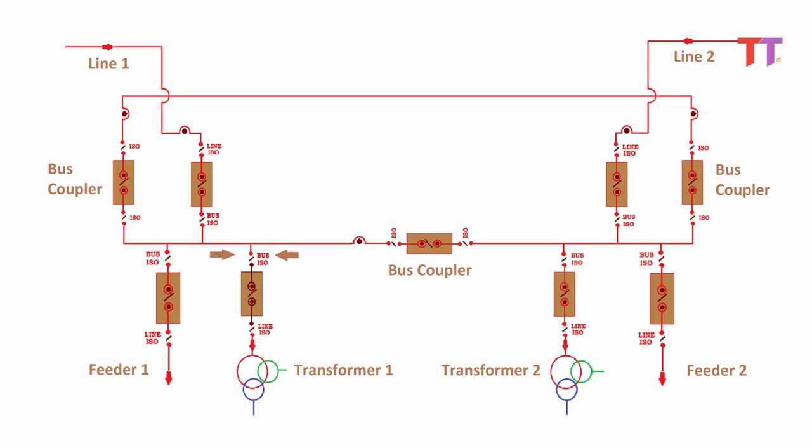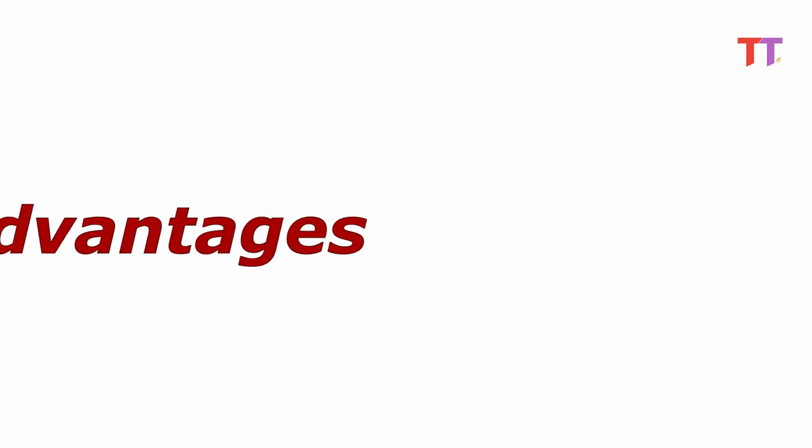Advantages. In this system double feed is provided to each bay. In case of failure of any one of the feeds, the other feed continues to supply the feeder, hence no interruption. So maintenance of any breaker can be done without any interruption. Also in case of fault on bus, only associated breakers get tripped, hence the fault does not interrupt the complete load. Thus the fault is localized.